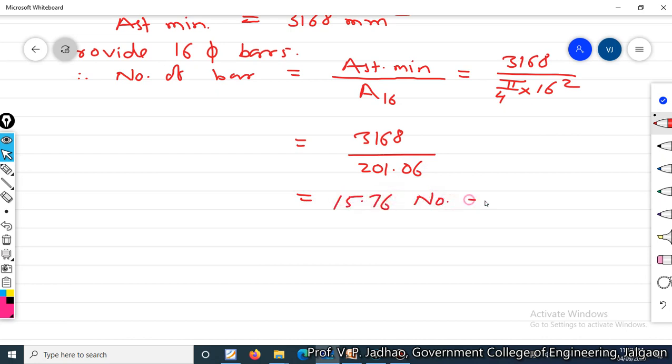Okay, so that is nearly equal to 16 numbers. So 16 numbers, 16 bars. Okay, hence what we'll be doing, out of these 21 number of main steel bars, 5 bars can be curtailed from the point of contraflexure, say at a distance of 1.6 meter from both the ends.